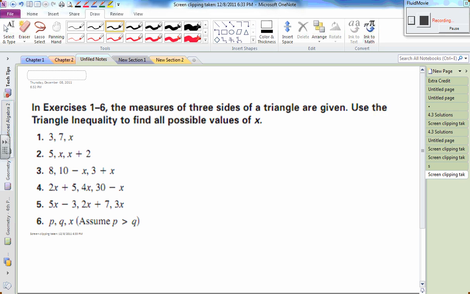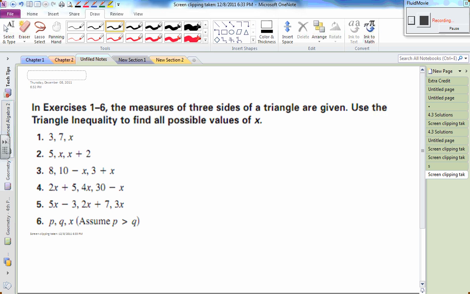All right. In the following questions, two of which will be on your test tomorrow, or questions like them. It says here that the measures of three sides of a triangle are given, and it says to use the triangle inequality to find all possible values of x.